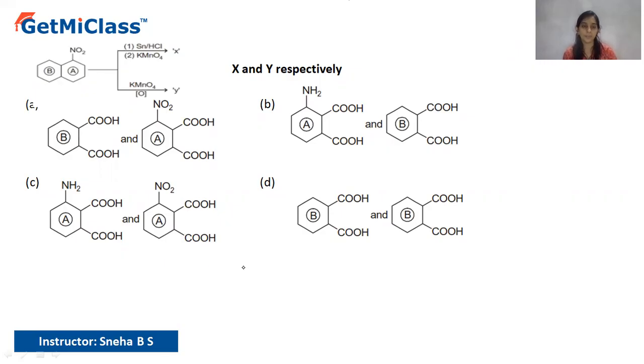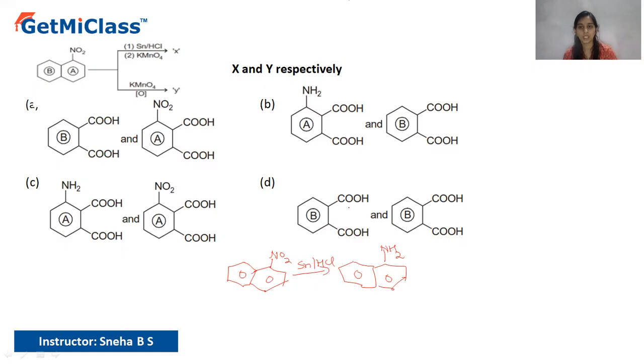So here we have aniline. So with the nitro group over here, treating with tin and HCl. As we know that tin is a good reducing agent, a reduction takes place and NO2 is converted into NH2.